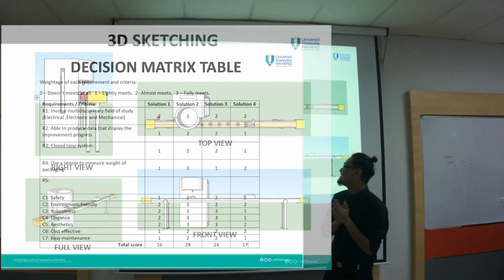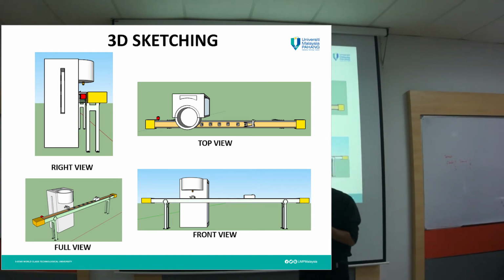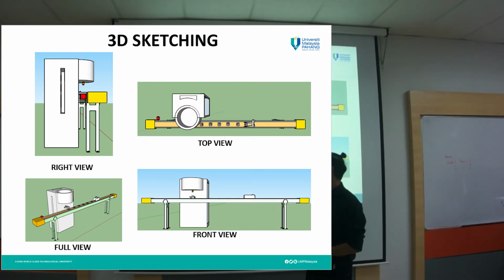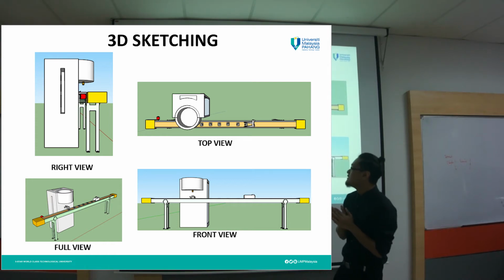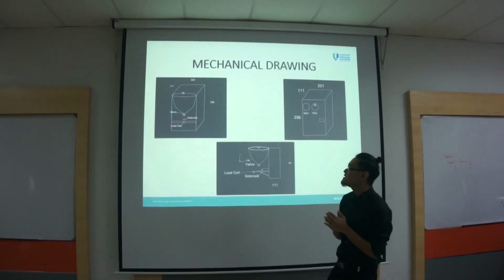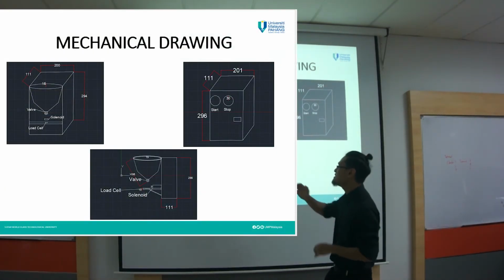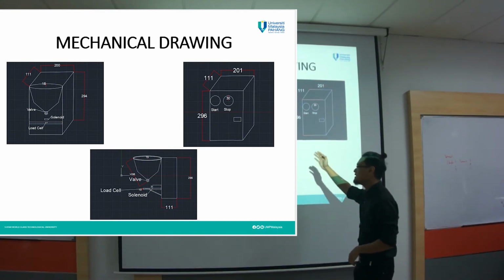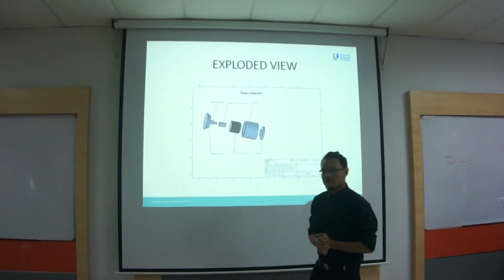Okay, next. So for 3D sketching, we use SketchUp to draw our 3D sketch. So this is the top view, right view, full view, and also the front view of our machine. So this is our mechanical drawing, which we made using AutoCAD. So this is our front view, this is our back view, and this is our side view. Okay, that's all.